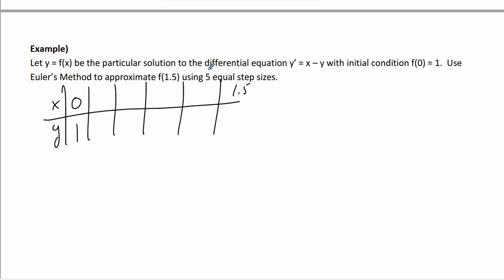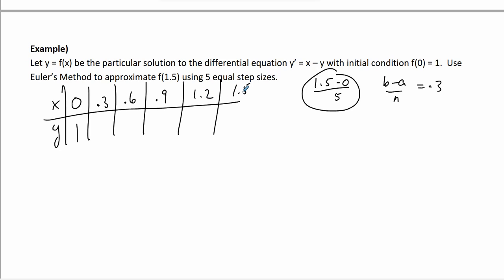If I want 5 equal step sizes, you're going to take your maximum, subtract your minimum, and divide by how many step sizes, right? We've done this before with Riemann sums. Basically b minus a over n, and n is the number of step sizes. In this case it's going to be 0.3. So I'm going to go up 0.3: 0.3, 0.6, 0.9, 1.2, and then 1.5.